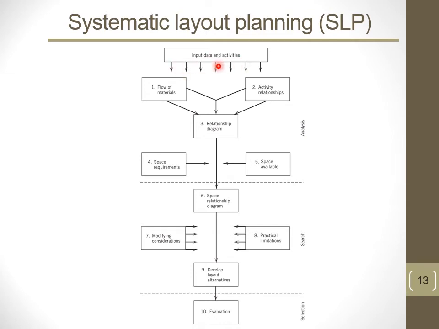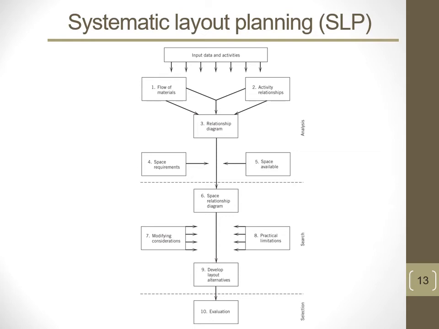In the first part, which is analysis, what do we do? We collect the necessary data about the activities. So what are these data? For example, the from-to charts, the flow of materials, information, and so on. Basically the from-to chart and the activity relationship, which may include quantitative as well as some qualitative aspects between the departments. So we collect the necessary data to construct these from-to charts and activity relationship charts. And using the information included in these charts, we construct the relationship diagram.